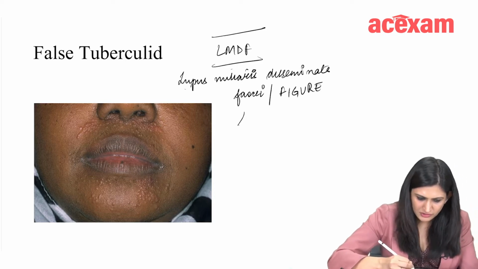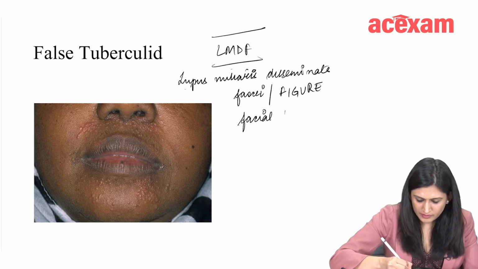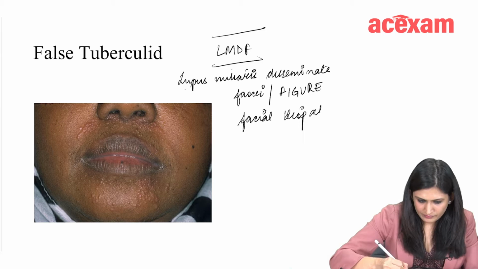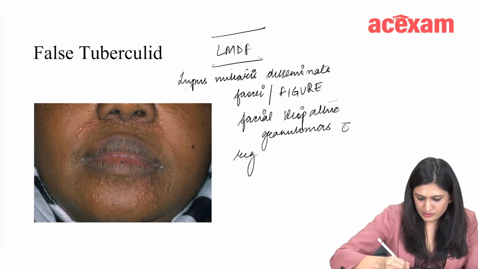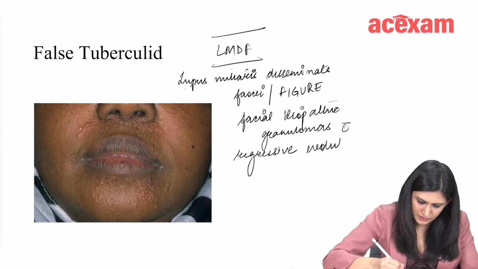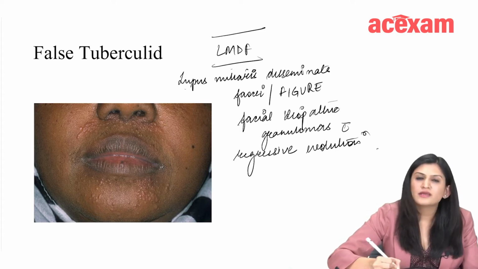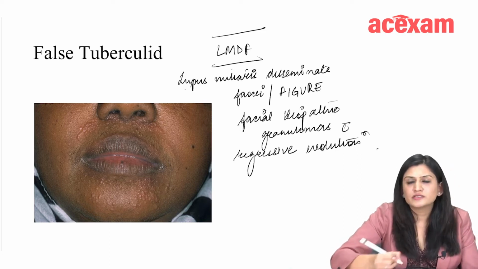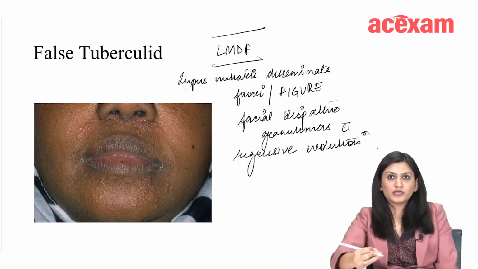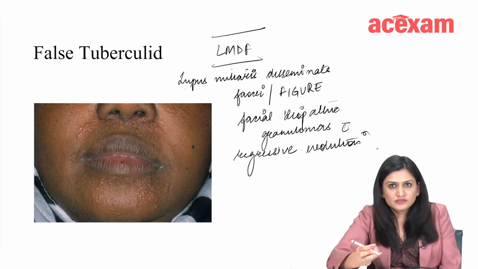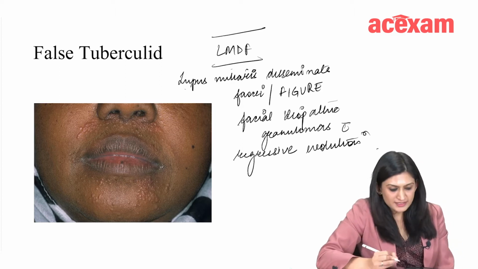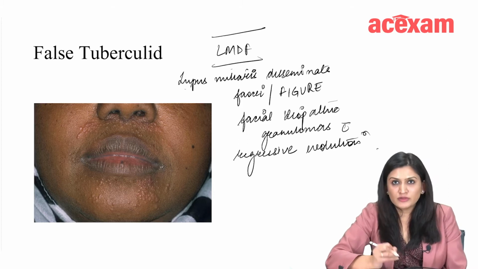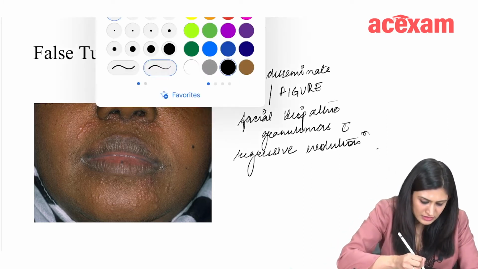FIGURE is an abbreviation for facial idiopathic granulomas with regressive evolution. Previously this condition was thought to be a true tuberculid, but subsequently we realized that it is not related to tuberculosis. It is due to some other causes, but we still read it so that we know the difference.